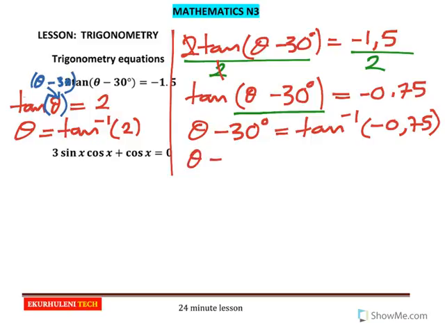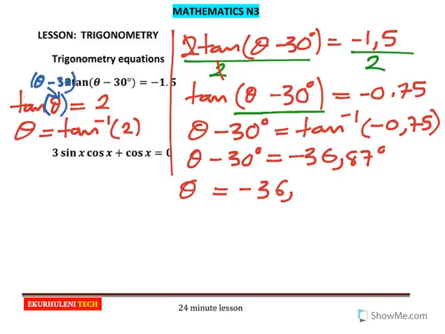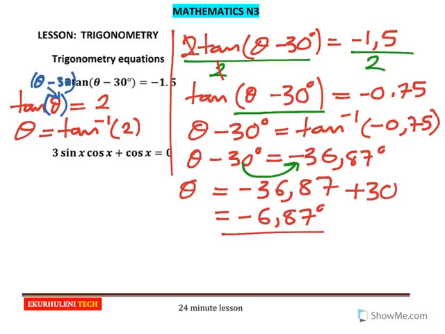When you have done that, theta minus 30 degrees is equal to, when you punch arc tan 0.75, you're going to get minus 36.87 degrees. So what is theta? Theta then becomes minus 36.87. You take 30 degrees to join the other side of the equal sign, and it becomes plus 30. Then your answer is going to be negative 6.87. So that's how you solve that particular problem.